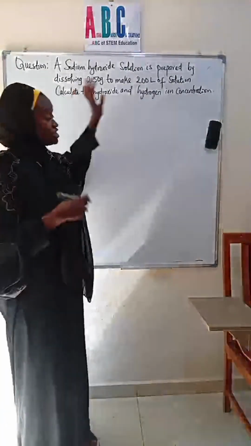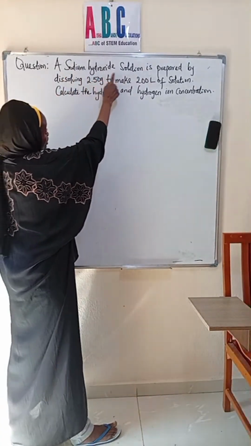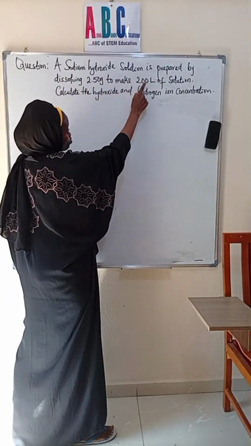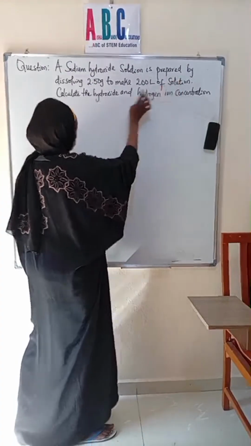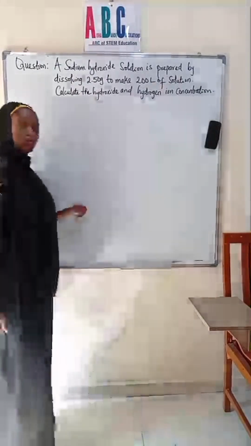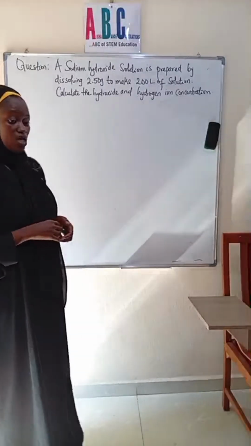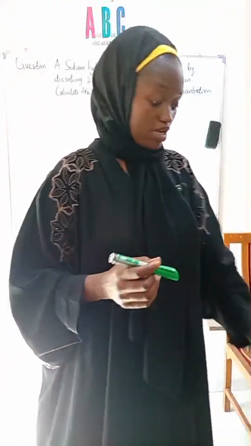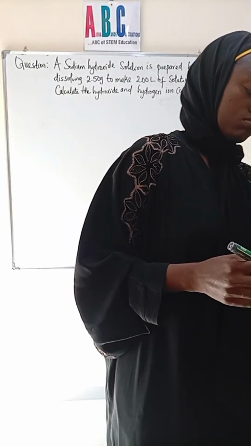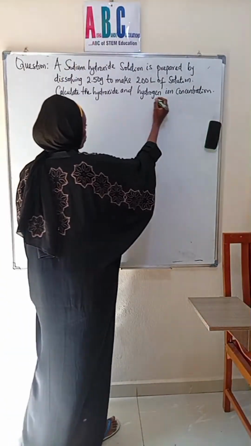So, let's start with the question we have on the board. The question reads: a sodium hydroxide solution is prepared by dissolving 2.50 grams to make 2.00 liters of solution. Calculate the hydroxide and the hydrogen ion concentration. Before we begin solving this problem, I would love to give us some of the formulas we need to know under acids, bases, and salts. So let's take note of these formulas.